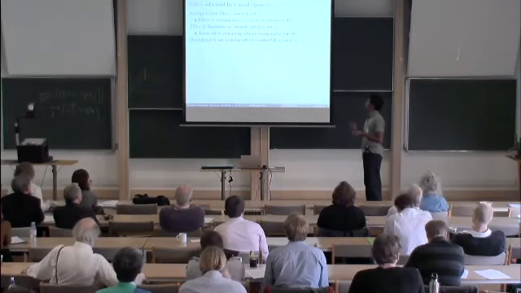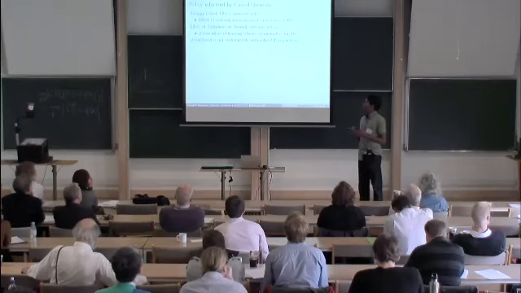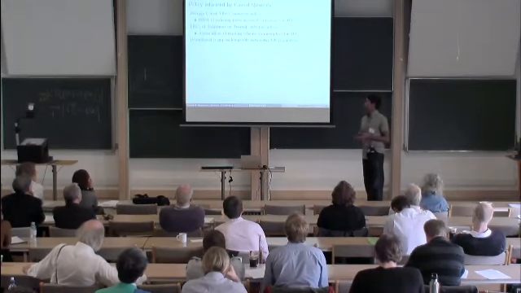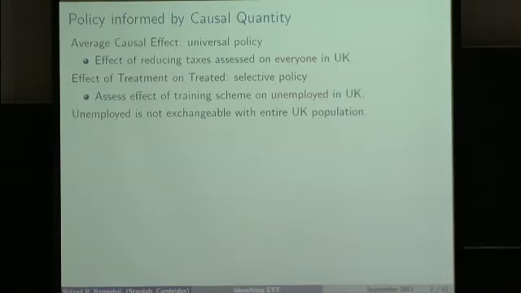Okay. So to compare, lots of people are familiar with the average causal effect, and the average causal effect is a parameter that can be used to inform policy about treatments on everyone. So if we want to assess the effect of reducing taxes on everyone in the UK, the average causal effect can be used to inform whether that's an effective policy or not. For the effect of treatment on the treated, you use it to assess selective policies.